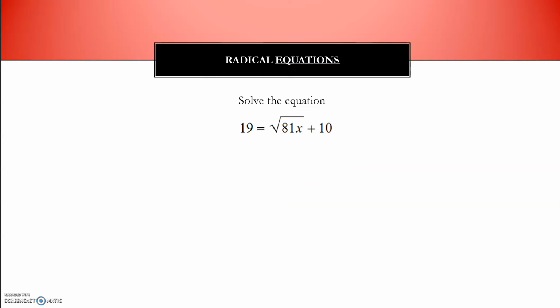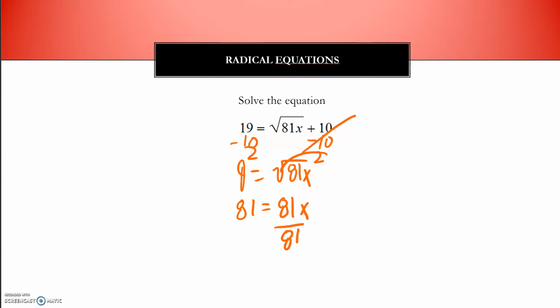All right. Same idea here. So we're going to subtract because that's outside the radical. So I would get 9 equals the square root of 81x. Square both sides. I get 81 equals 81x. Divide both sides by 81. And I would get 1 equals x. Okay. Now, with this, just keep following this pattern. Outside, do the inverse, get rid of it first, square both sides, get rid of anything underneath. Okay?